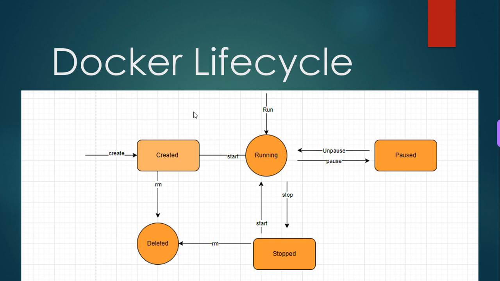Docker stop is used to stop the container. When we run the command docker stop, it terminates all the processes inside the container, but the container will be in the stop state, that is, the exited state. When we start the container, all the processes will get initialized again inside the container.